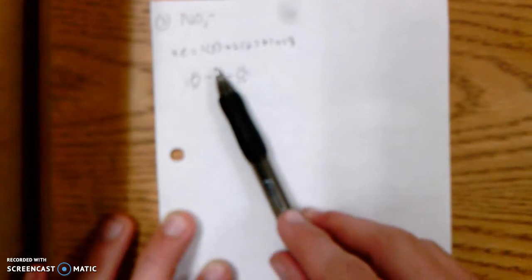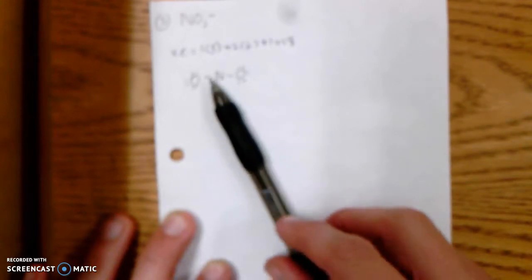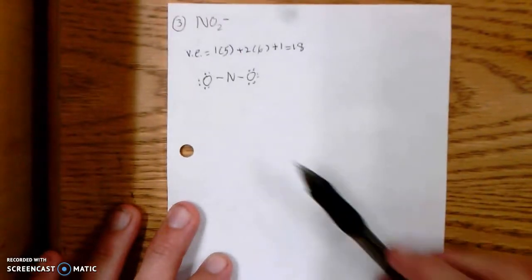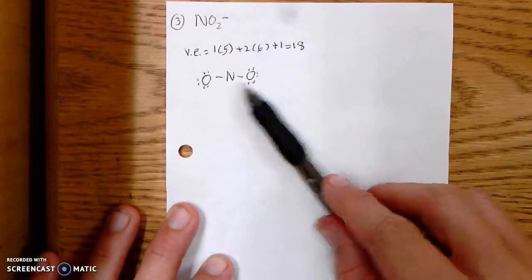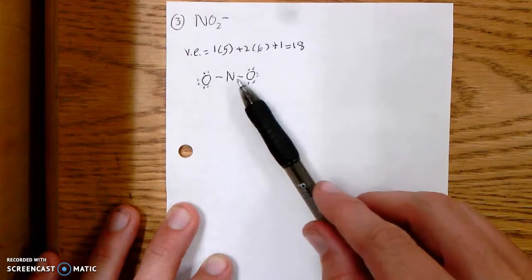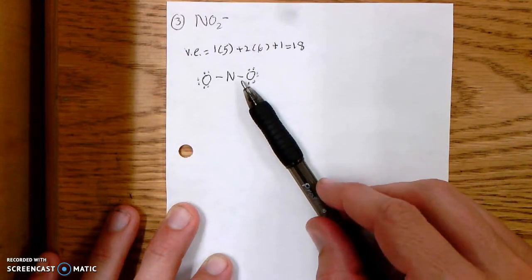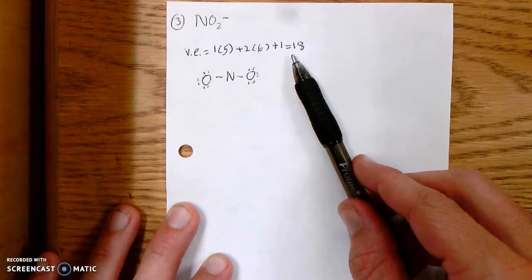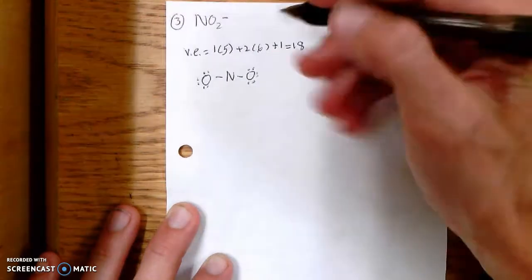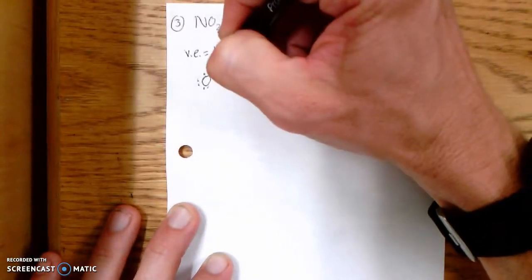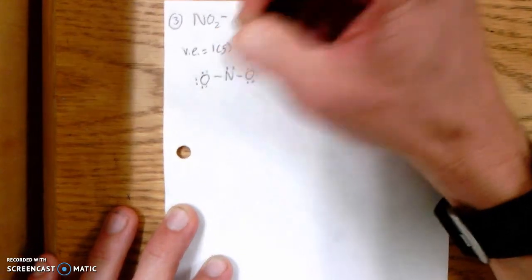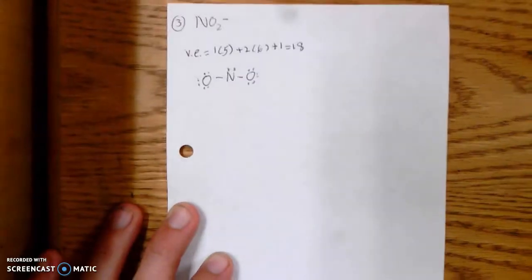And then, if you cover up the central atom, there's 8, and 8 makes 16. Have we used up all of our valence electrons? No, we have 18. So we're going to put 2 more right there. That is step 4.